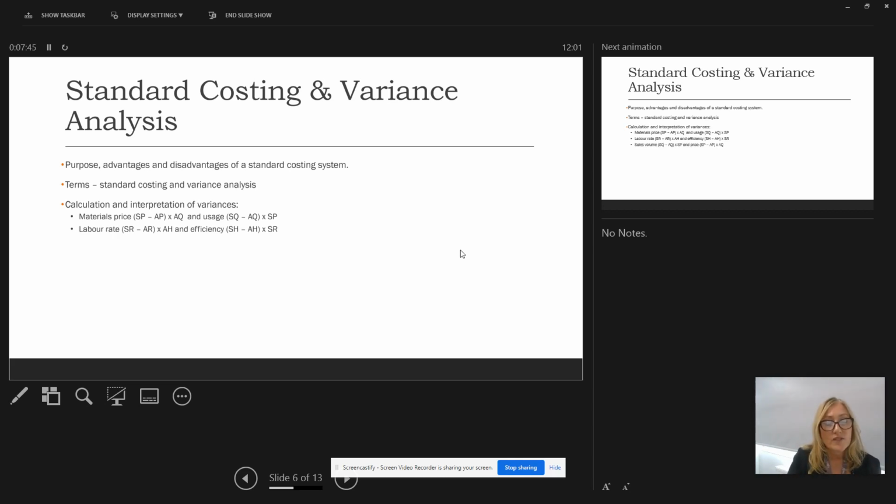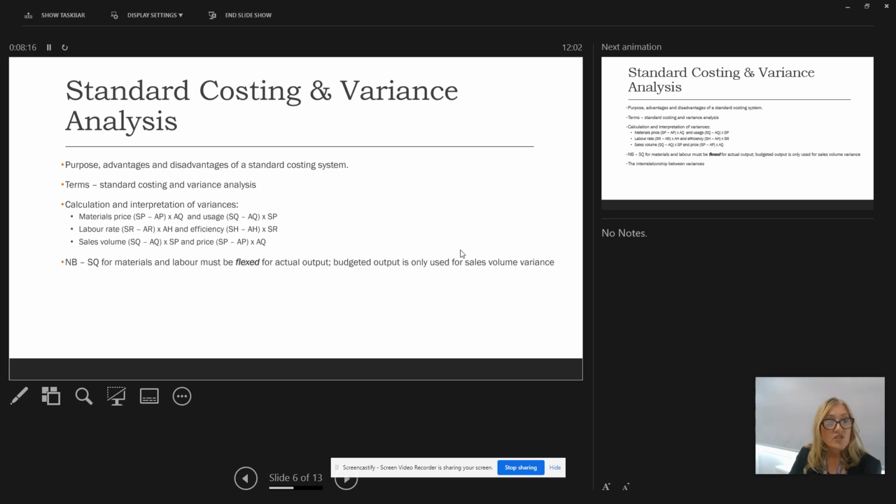You'll need to do the same for labour when you deal with the efficiency variance. So standard hours isn't the standard number of hours for planned production, it's the standard hours for the number of units you actually produced. Sales volume variance, that's the only one that you're ever going to need budgeted output for. So the standard quantity when you're doing the sales volume variance is the budgeted or planned level of output. Compare that with the actual output, multiply it by the standard price, and then the price variance, just the difference in the standard price and the actual price times the actual quantity sold.